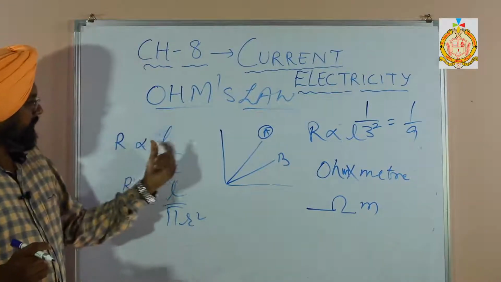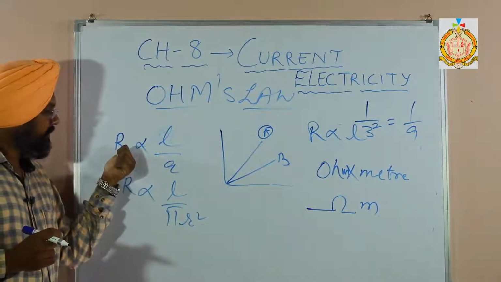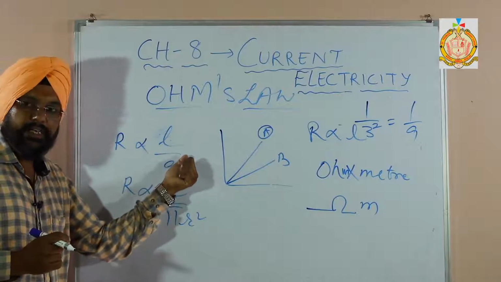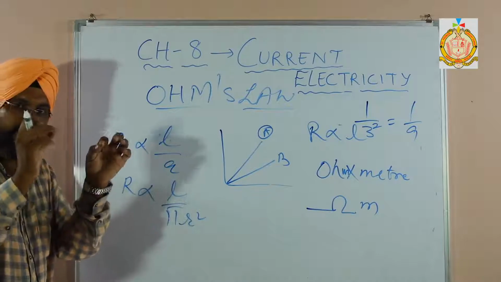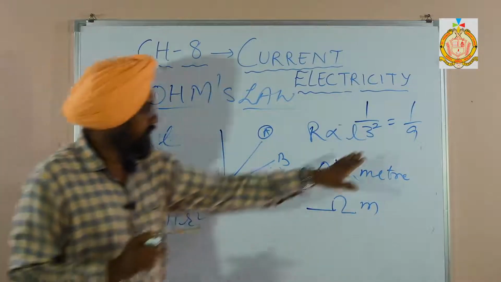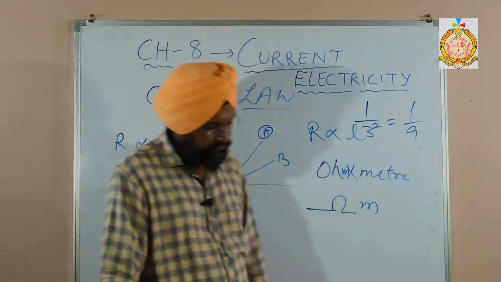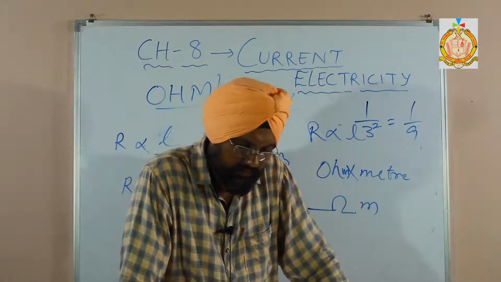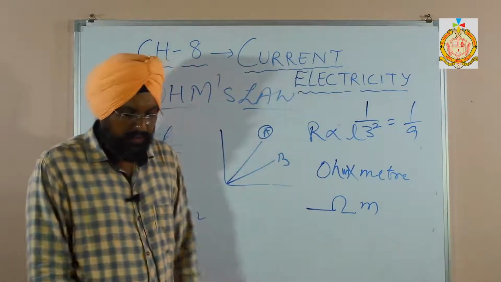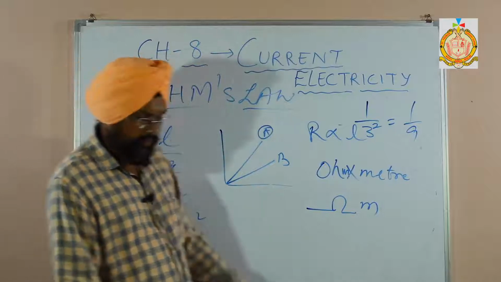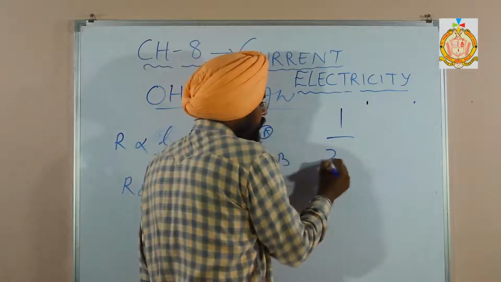So we are discussing why it is 1 upon 9. The resistance is directly proportional to length upon area, and the formula of the area is pi r squared. So what is the radius of the wire given? 3. So 1 upon 3 squared becomes 1 upon 9 of the previous value. On the other hand, if the radius of the wire is doubled, the resistance becomes 1/4, because 1 upon 2 squared.